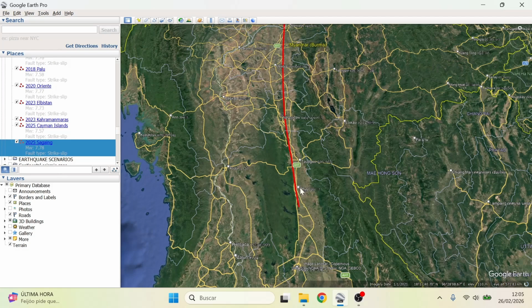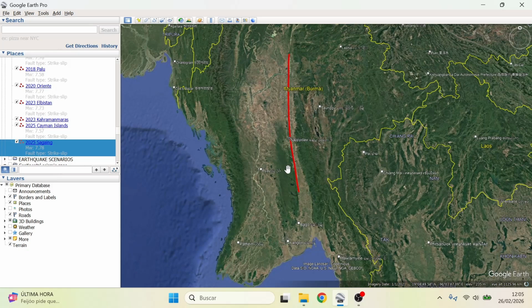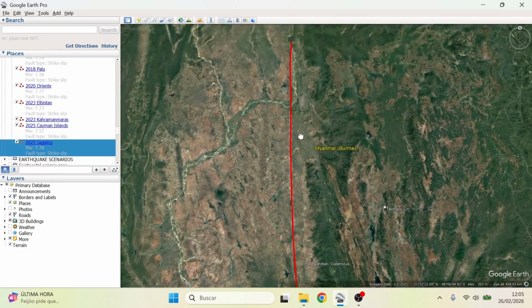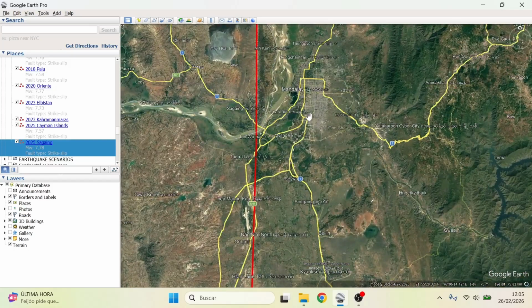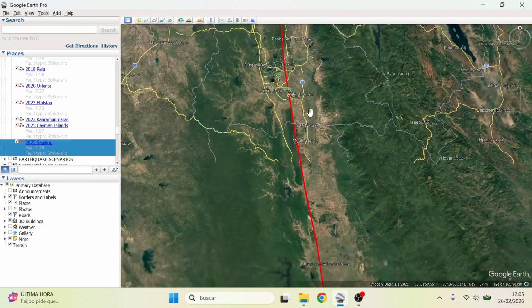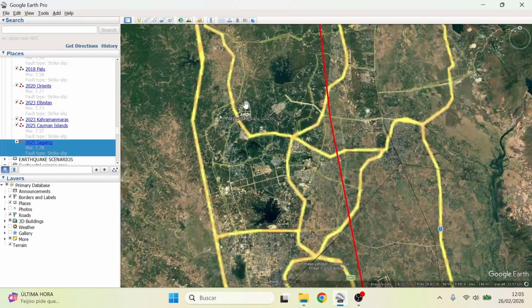It ruptured almost 500 kilometers of the Sagaing fault, which is a fault that runs through the middle of the country. It killed more than 5,000 people here in many cities like Sagaing here, Mandalay, and of course the many towns in the countryside, and there is of course here the capital Naypyidaw.